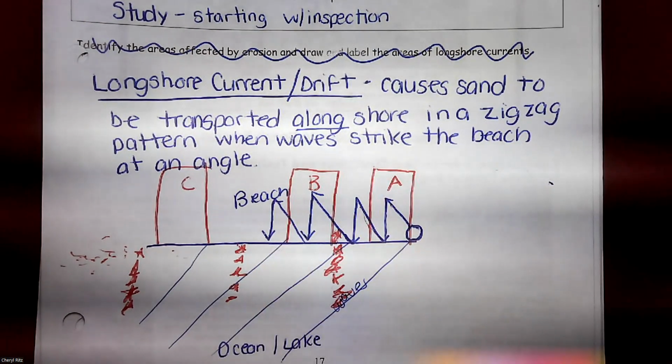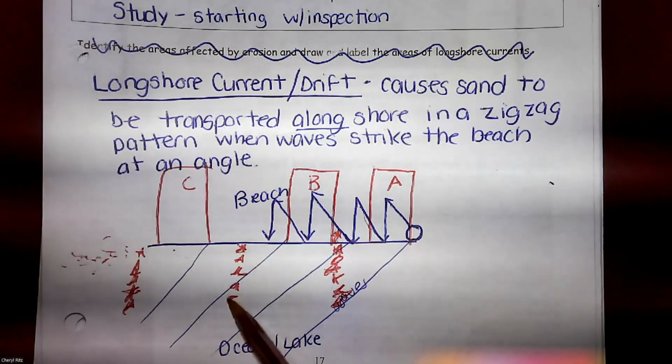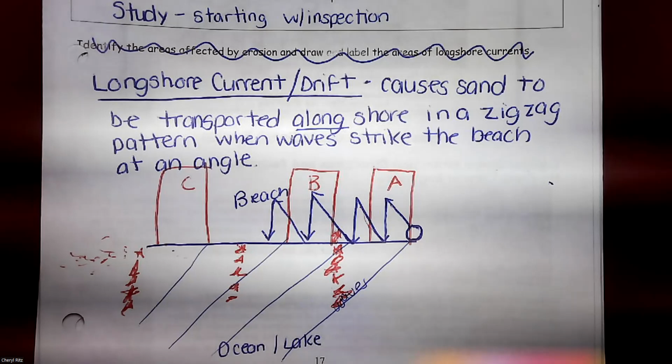zigzag pattern. We talked about how the hotels like their sand. And to prevent their sand from being washed away, they end up building these small walls in between the hotels. I have some pictures of these as well that I'm going to show in a few minutes. These walls just slow down the movement of, or stop the movement of, the sand away from their own hotels.